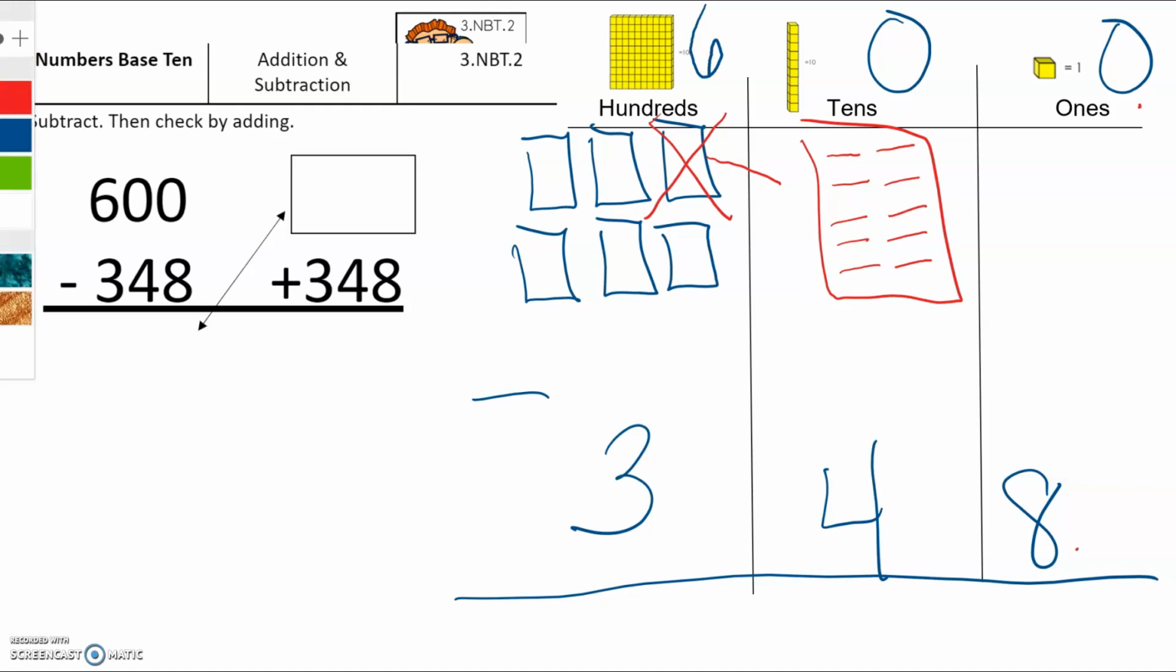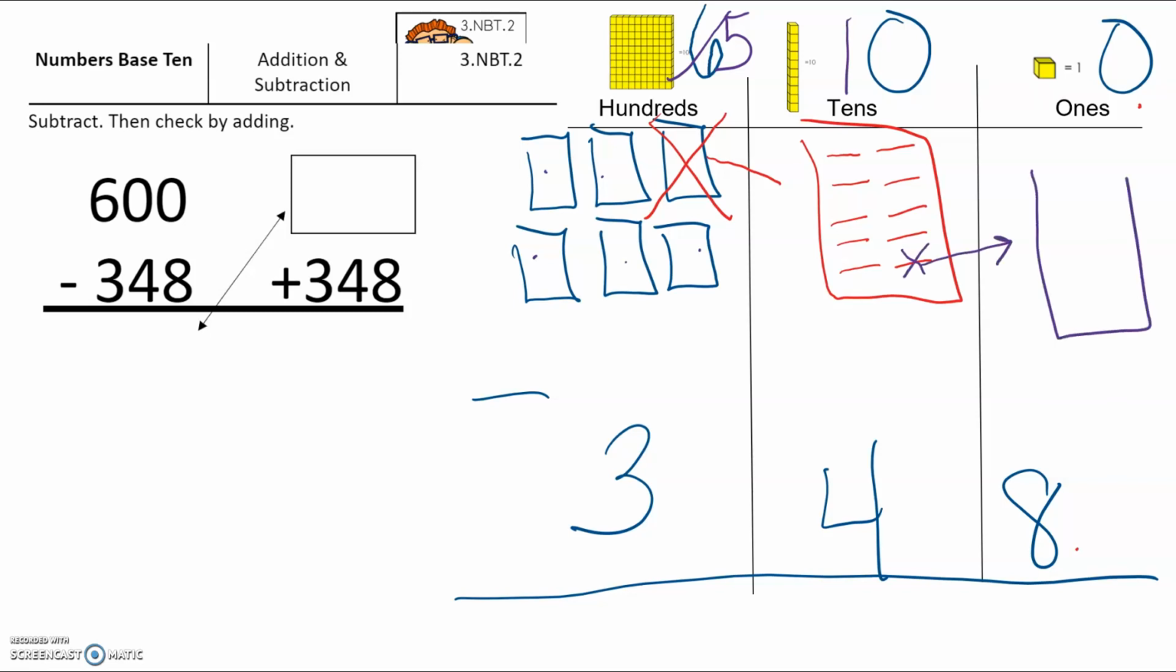Now we have 5 hundreds left over. We have 10 tens, but I'm still needing ones. So I can take one of my tens and break it into 10 ones. Let me show you with numbers. We now have 1, 2, 3, 4, 5, 6, 7, 8, 9 tens left over, and we have 10 ones. So I haven't done any subtraction. All I've done here is regrouped the way 600 would look.